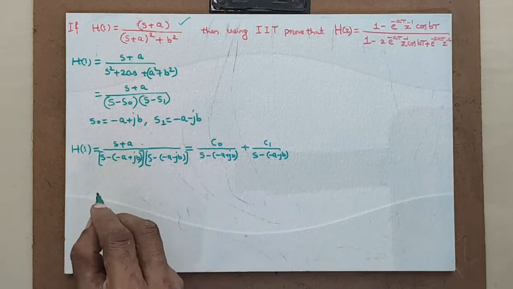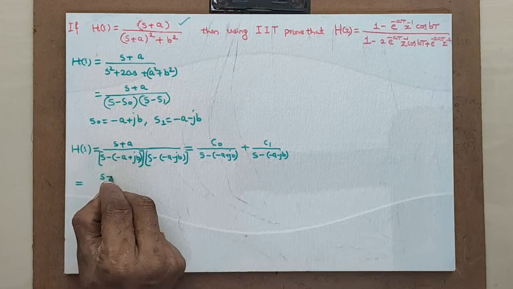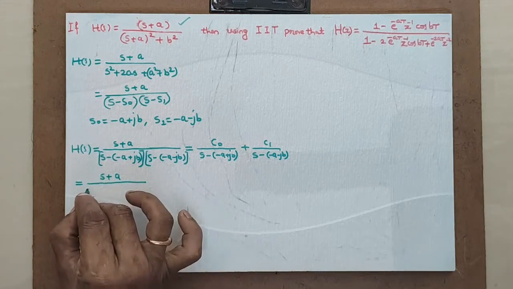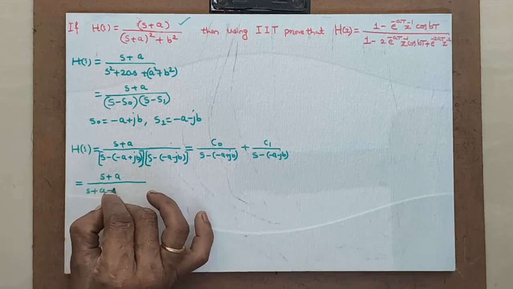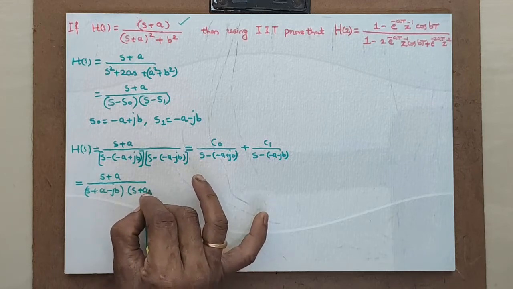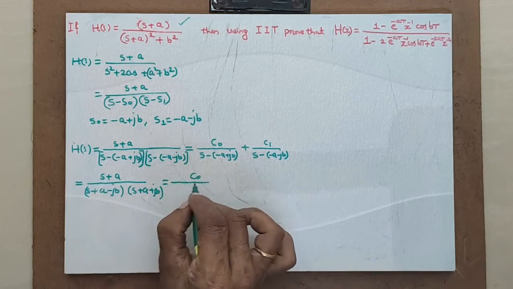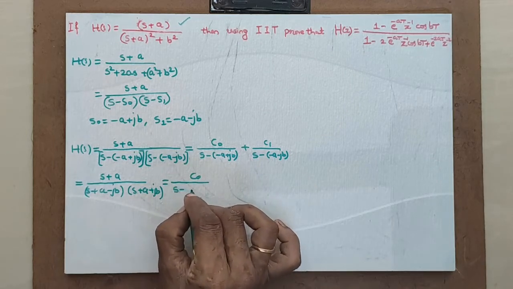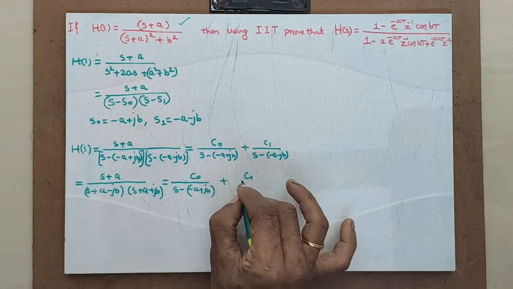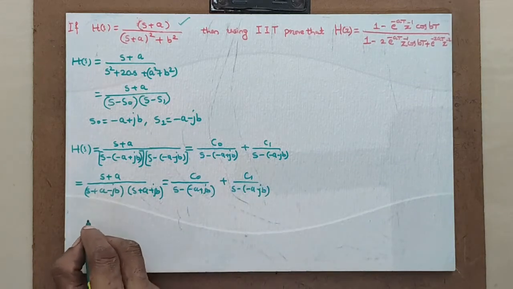This is the normal procedure you are following. Now I will just give this like this: (s plus a) whole divided by (s plus a minus jb)(s plus a plus jb) is equal to c naught divided by (s minus a plus jb) plus c1 divided by (s minus a minus jb). Okay, how to find c naught?